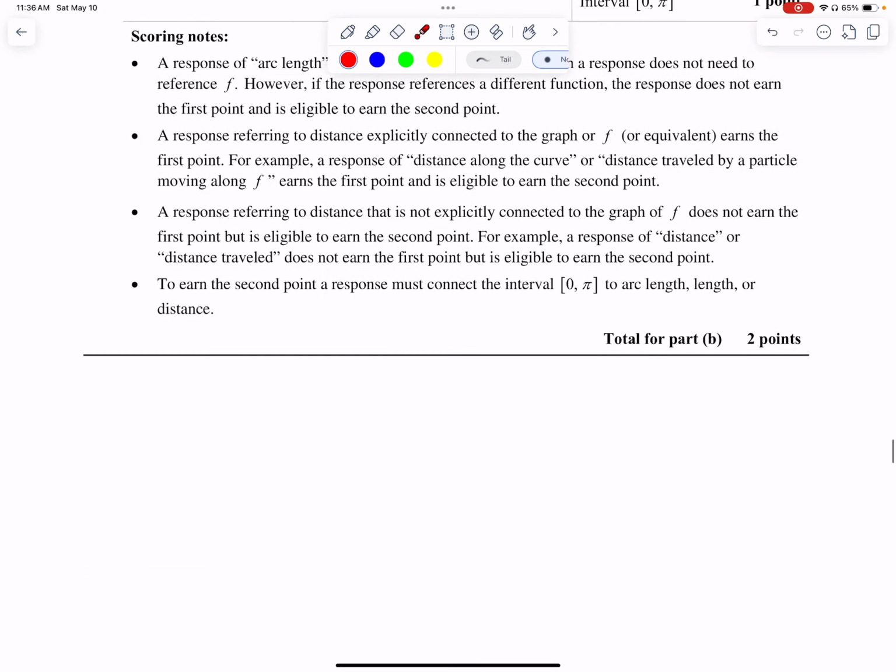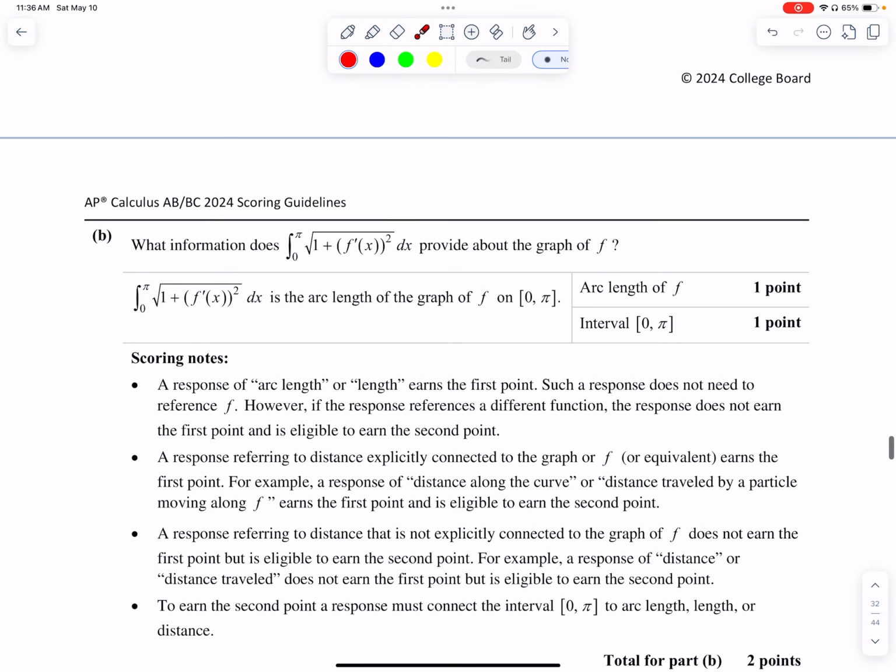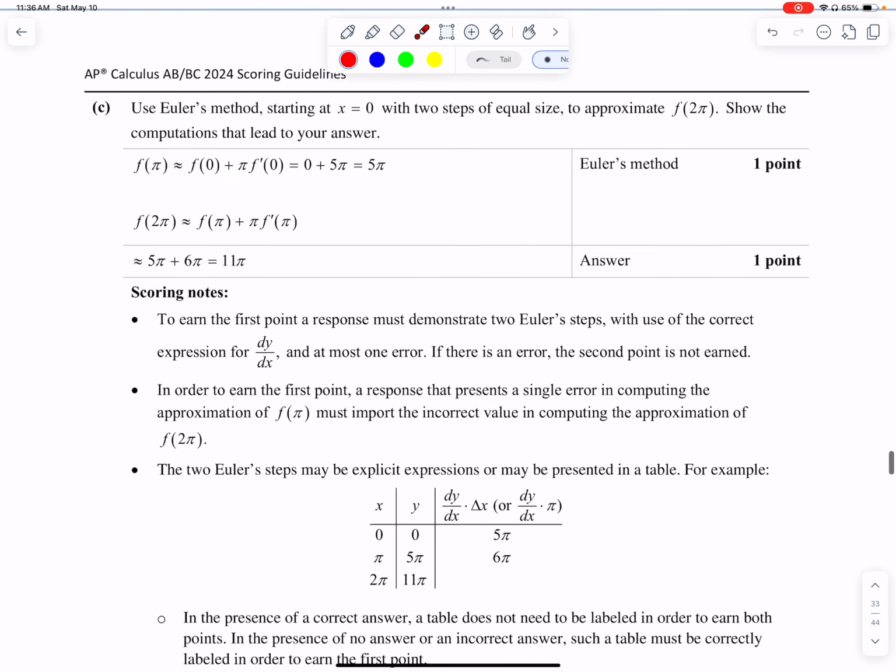Okay. So looking at C, using Euler's method, and this was 2 points. This is the one that I said was 3. So there's just straight up 1 point for Euler's method and 1 point for our answer of 11 pi here. So I broke it up as points for basically pi and 2 pi. They only said that was 1 point. So that was the exchange of points here. They gave this one 2 and then gave this one 2.